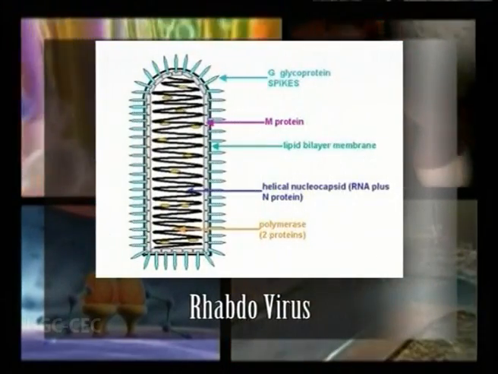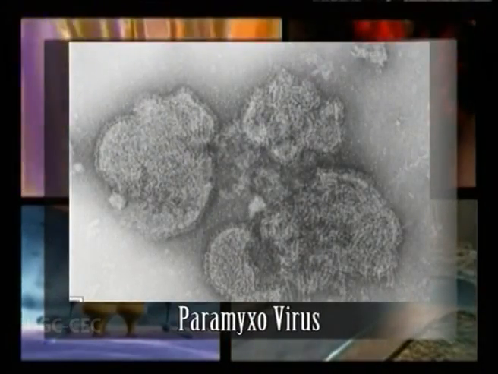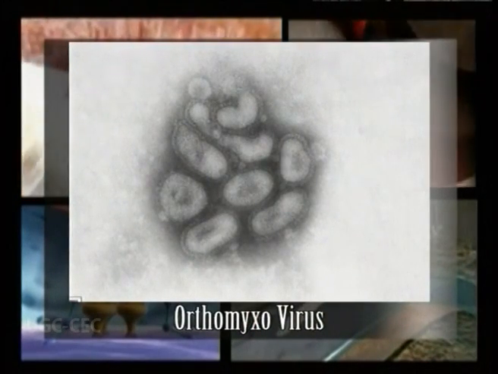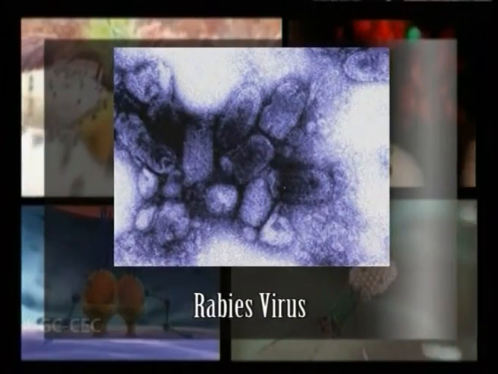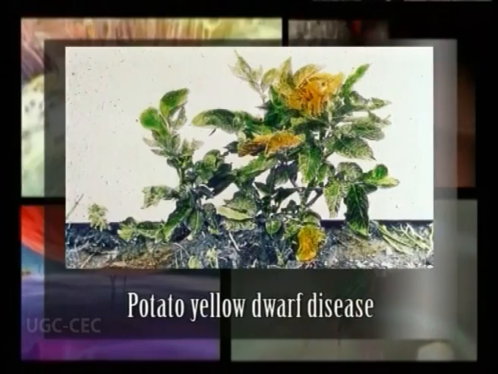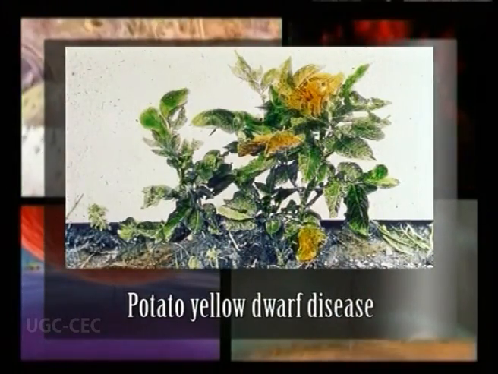Rhabdoviruses, paramyxoviruses and orthomyxoviruses have minus sense or negative sense RNA. Rabies virus, tomato spotted wilt virus and potato yellow dwarf virus are the common examples.